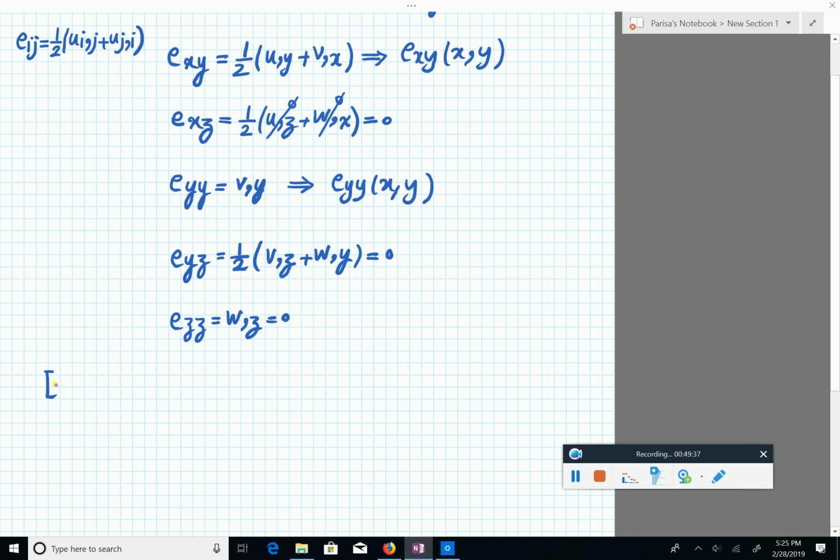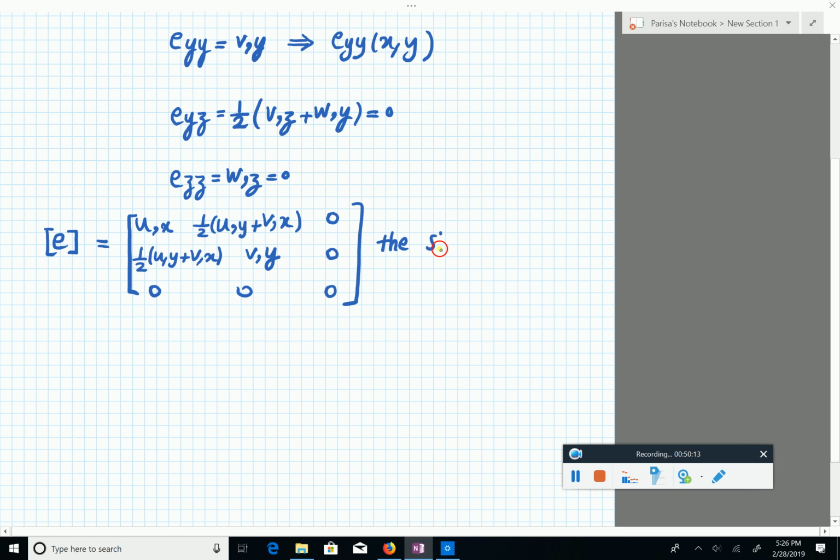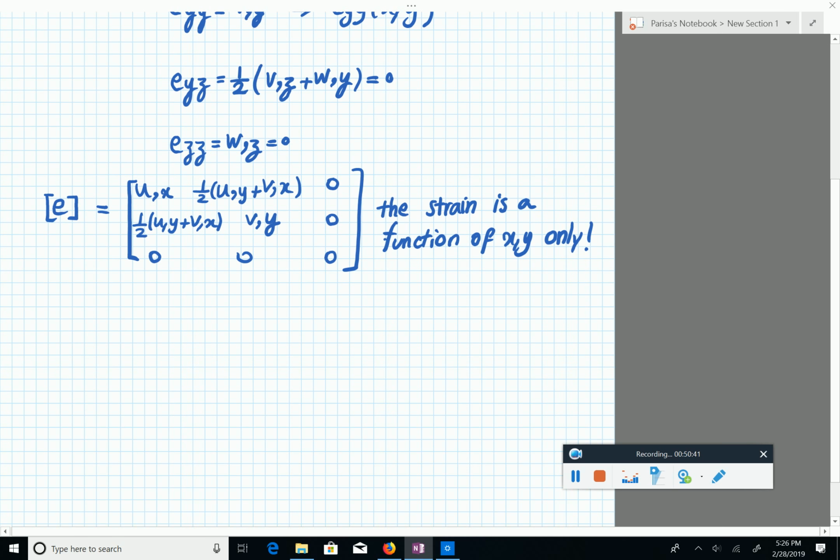So what is important is if we write this now in matrix form, which you have seen before. So the important message here is that the strain field is a function of x and y only. That's kind of what you knew here.